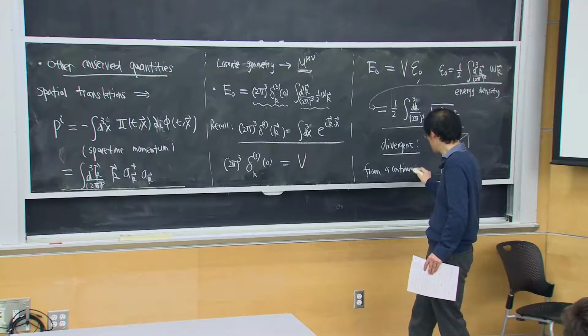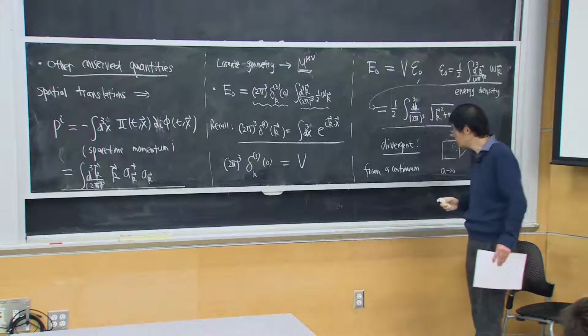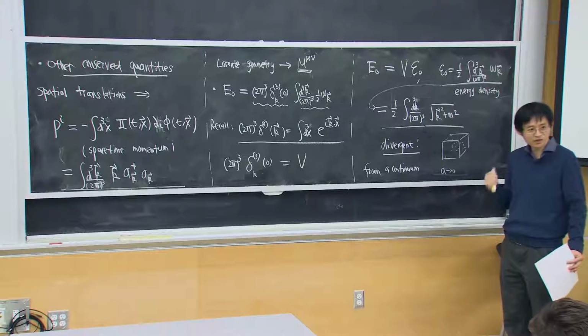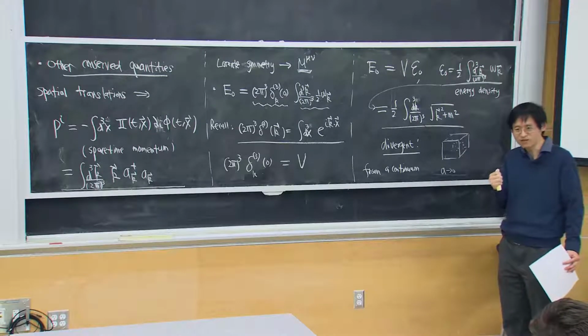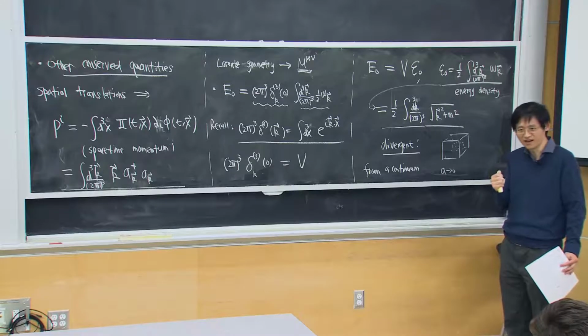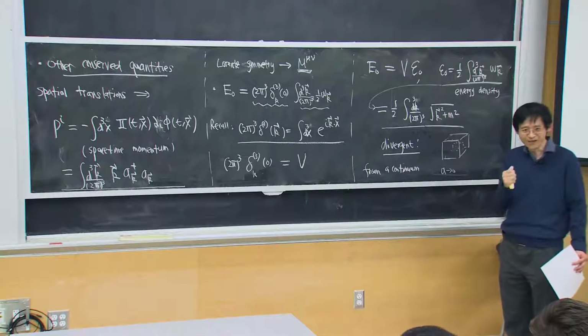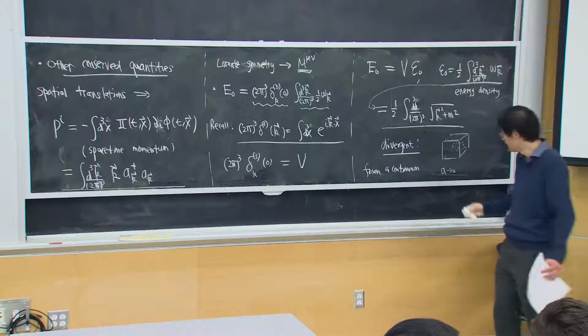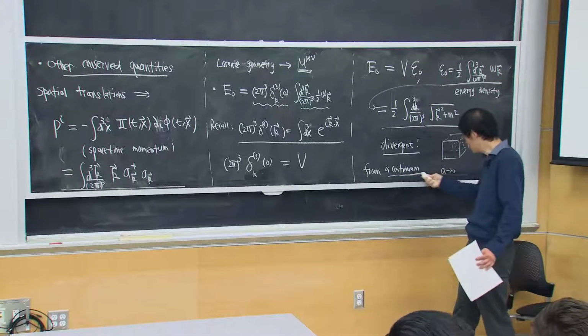This is the first time you see a divergent quantity in quantum field theory, but you will soon find that this is normal. It will be a fact of life. You will see divergences very commonly, because you have a continuum of degrees of freedom.